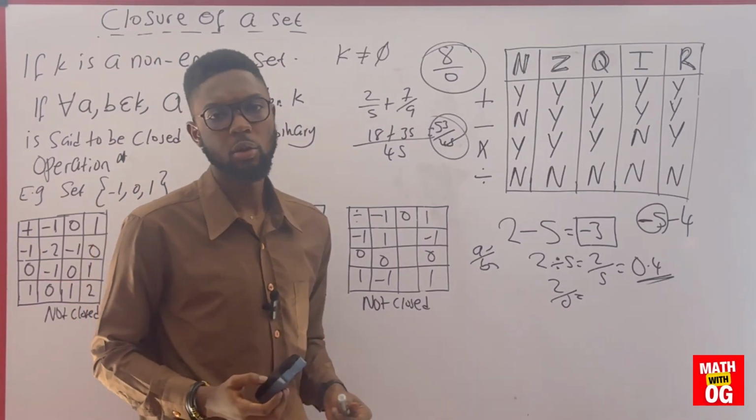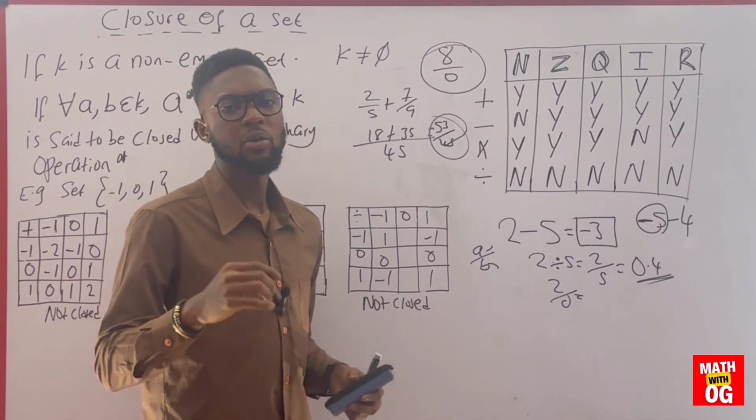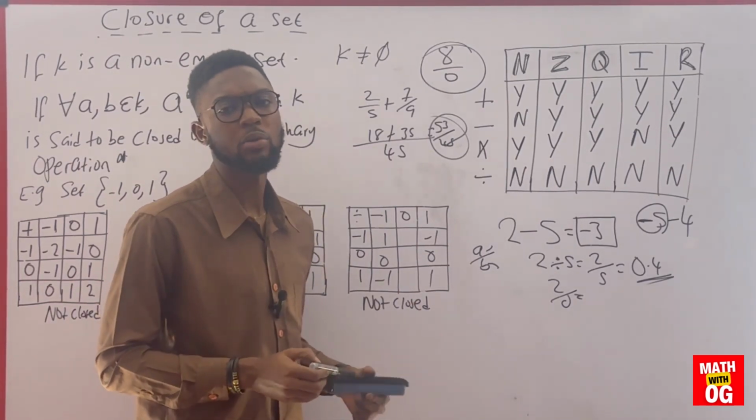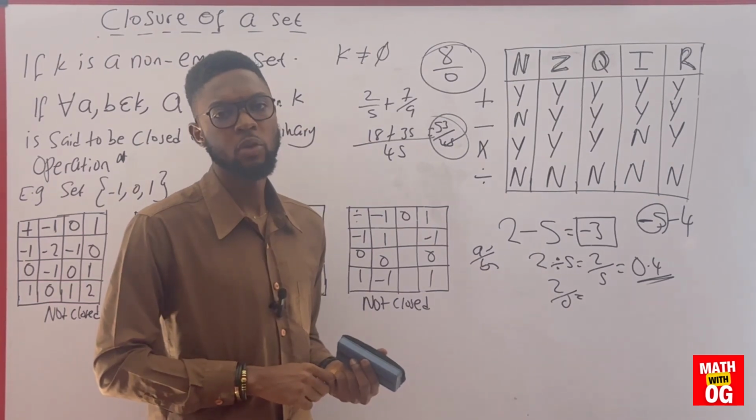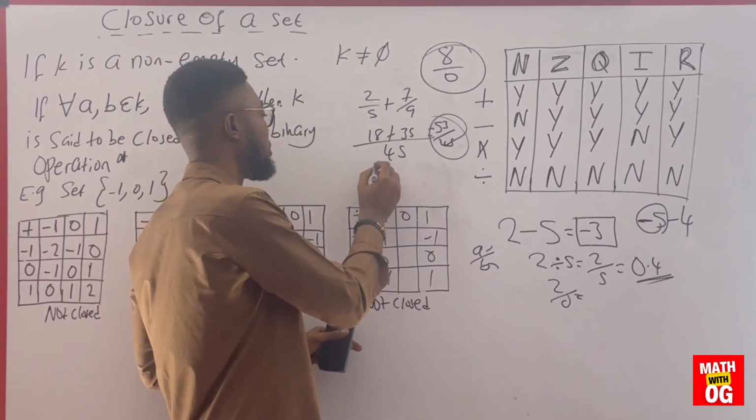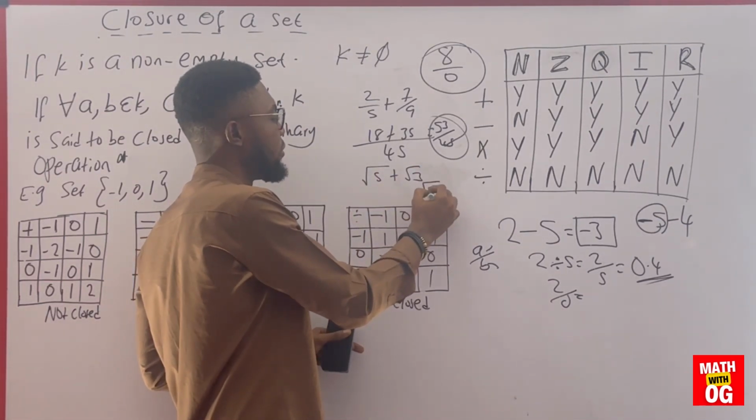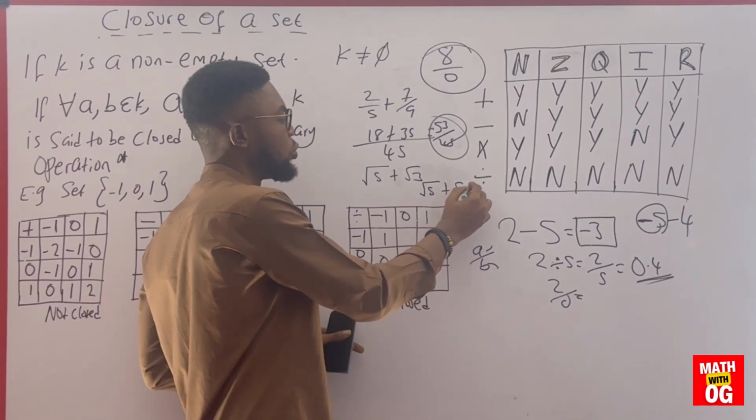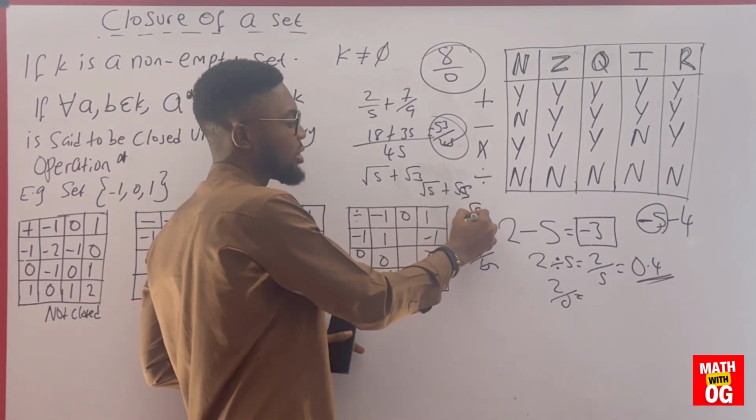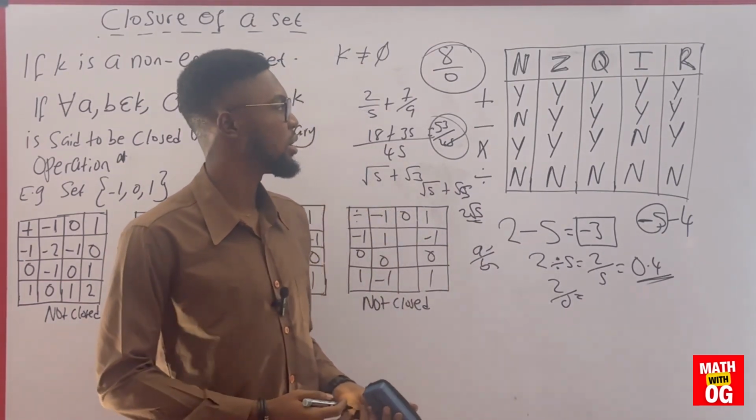Next are irrational numbers. Are irrational numbers closed under addition? Yes. Whenever you add any two irrational numbers, it will definitely give you an irrational number. You cannot add two irrational numbers and get a rational number. For example, root 5 plus root 3 will give you an irrational number. Root 5 plus root 5 will give you 2 root 5, which is also an irrational number.